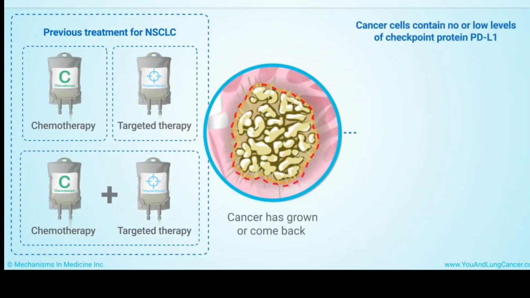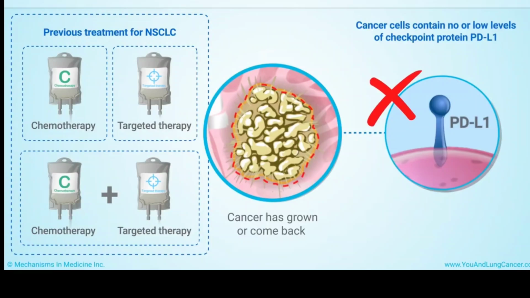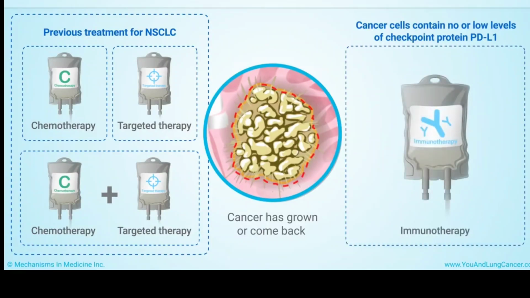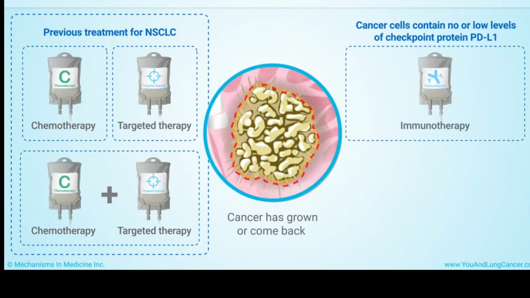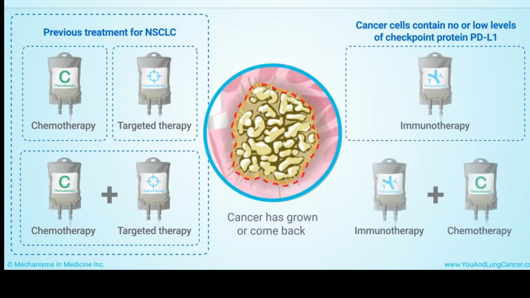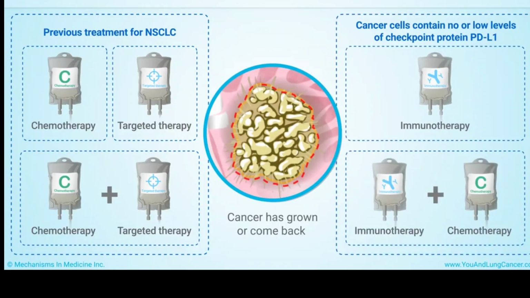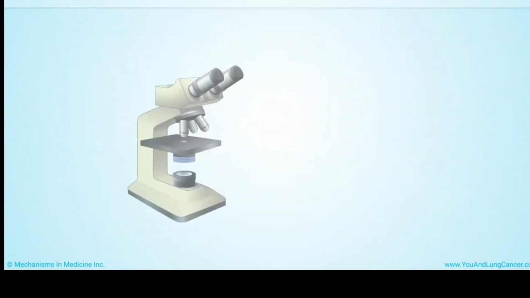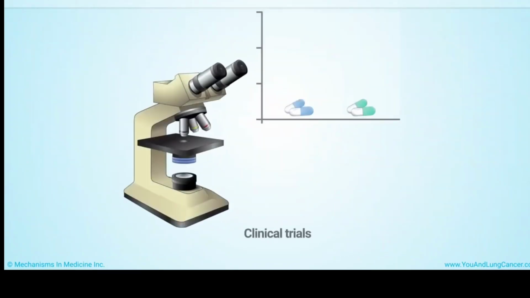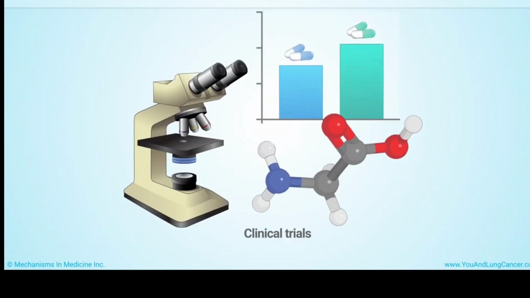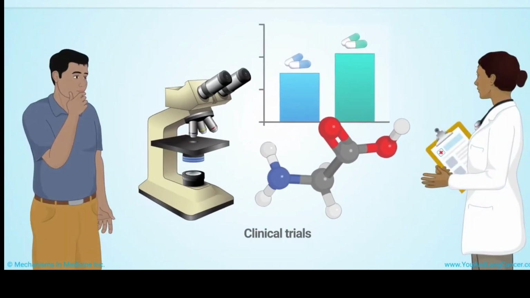Even if your cancer cells don't have the checkpoint protein PD-L1 or have low levels of it, immunotherapy may still work for you after you have received other treatments. Your doctor may recommend that you get both an immunotherapy drug and chemotherapy. Clinical trials are tests to find out if a new cancer treatment is better than existing treatments. Ask your doctor if enrolling in a clinical trial is right for you.